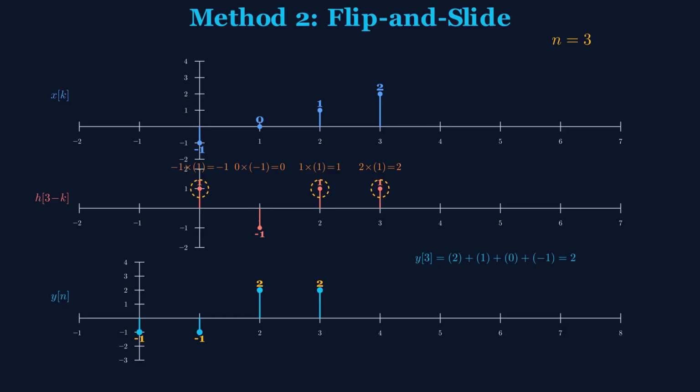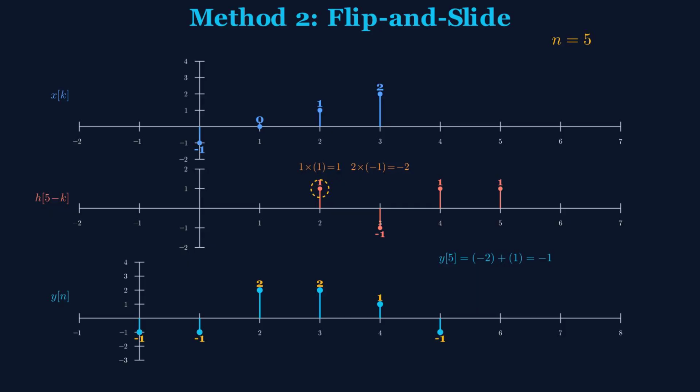For n equals 3, all 4 positions overlap. The products are -1 times 1, 0 times -1, 1 times 1, and 2 times 1. The sum is -1 plus 0 plus 1 plus 2. Y of 3 equals 2. For n equals 4, x of 0 leaves the window. The remaining products are 0 times 1, 1 times -1, and 2 times 1. That's 0 minus 1 plus 2. Y of 4 equals 1.